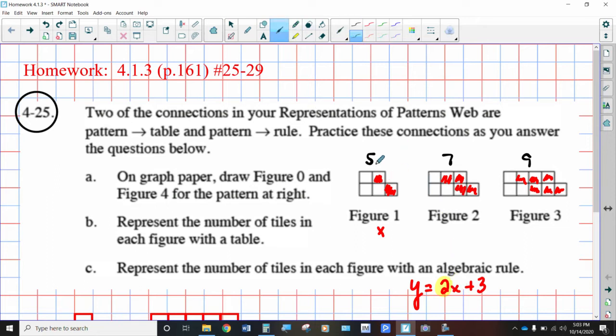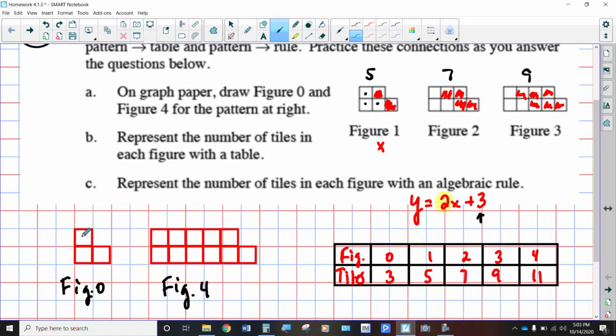Now let's work our way backwards and take off those 2 tiles, which means if these are always added, the 2 are always added on the top row and the bottom row, and figure 3 has had 3 sets of 2 added. This has had 2 sets of 2 added. This had 1 set of 2 added, so figure 0 must be just those starting 3, and that right there is where we start. So figure 0 would be those original 3, and then every figure thereafter adds 2.